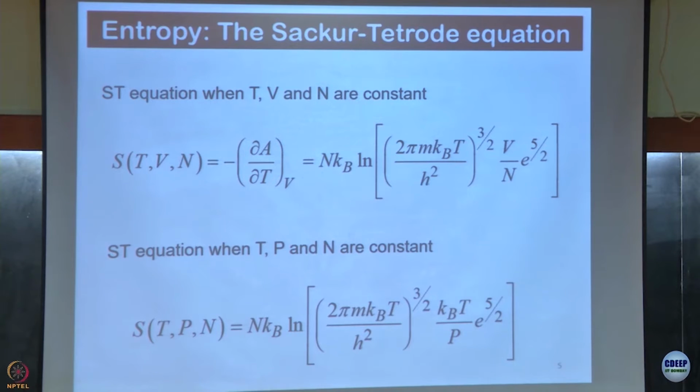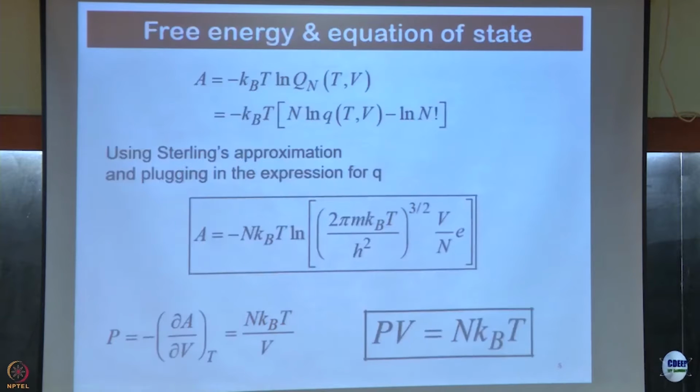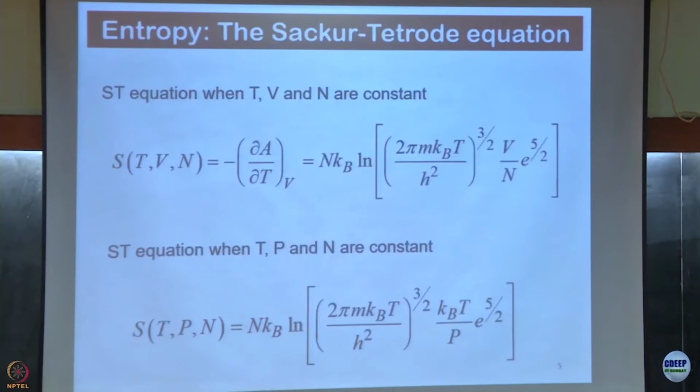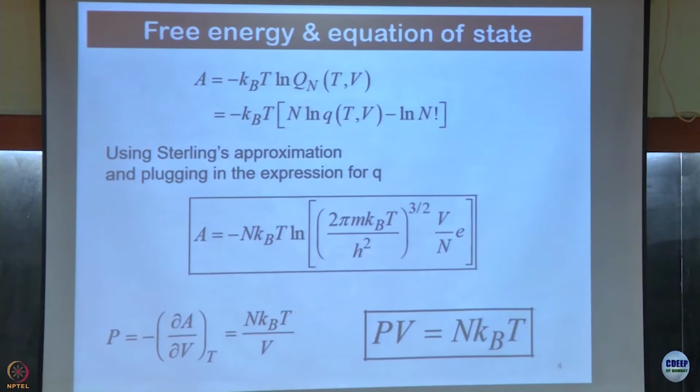This equation is given when the volume is constant, but I can use it within the ideal gas to derive a more useful equation, which is not given in your textbooks. You use PV equal to N k_B T.